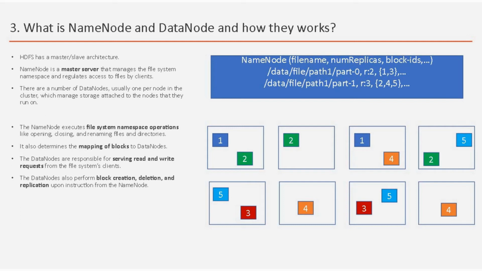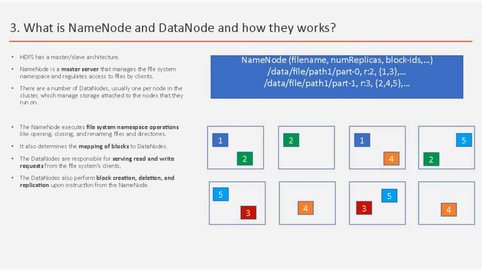So now we will discuss the basic components of HDFS. What is the NameNode and DataNode and how do they work? HDFS has a master-slave architecture. The NameNode is the master server that manages the metadata of the file system, like the file system namespace, the replication factors and the blocks, the header of the blocks, you can say.